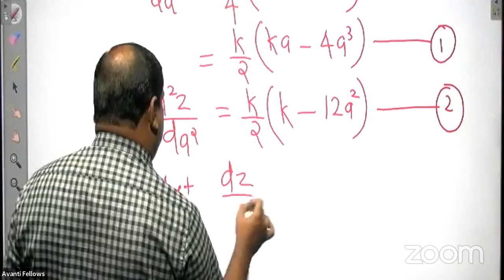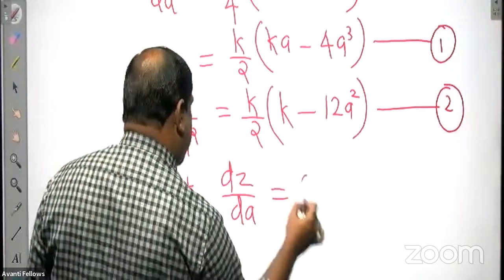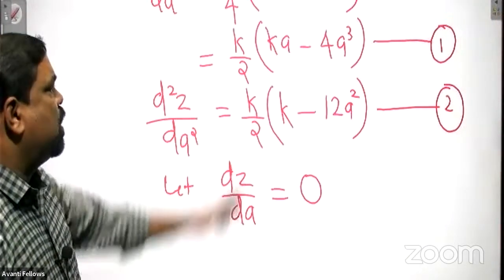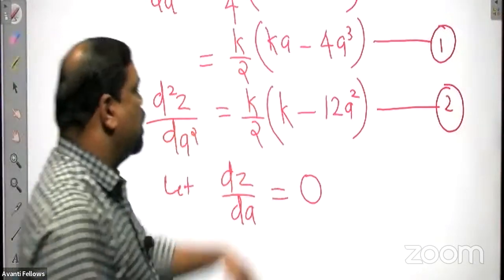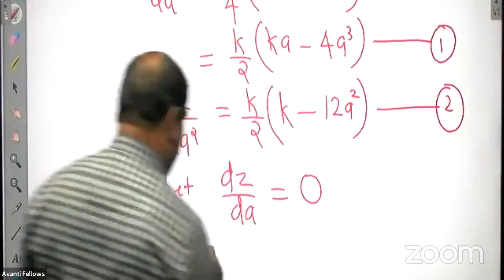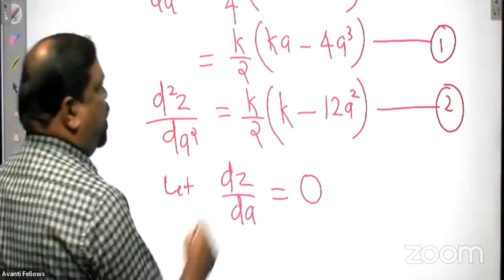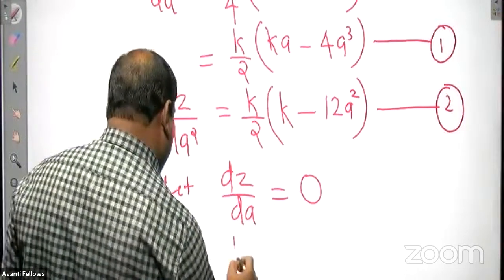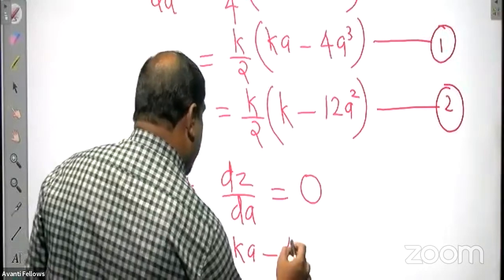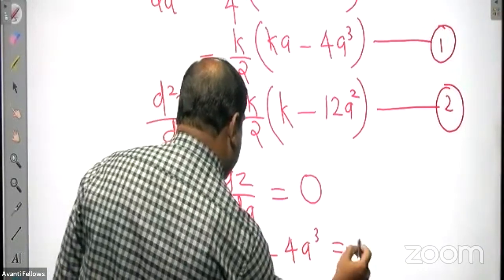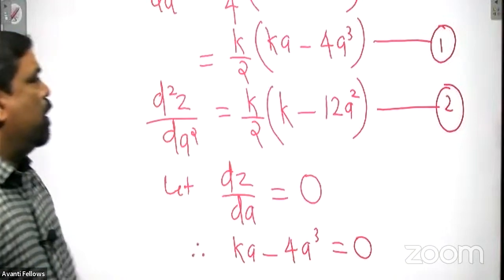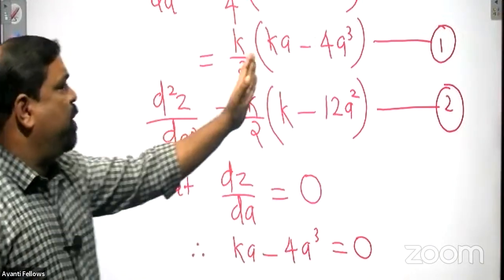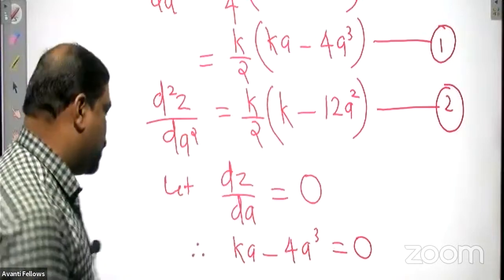Suppose the first derivative is 0. The critical point is always obtained from the first derivative. First derivative is 0 means the first equation, k by 2 into ka minus 4a cube is 0. K by 2 is a constant, so there is no need of writing. So ka minus 4a cube must be 0.